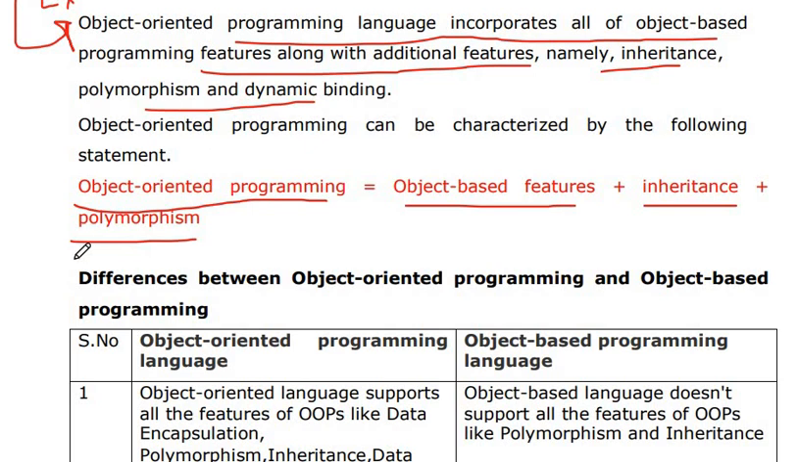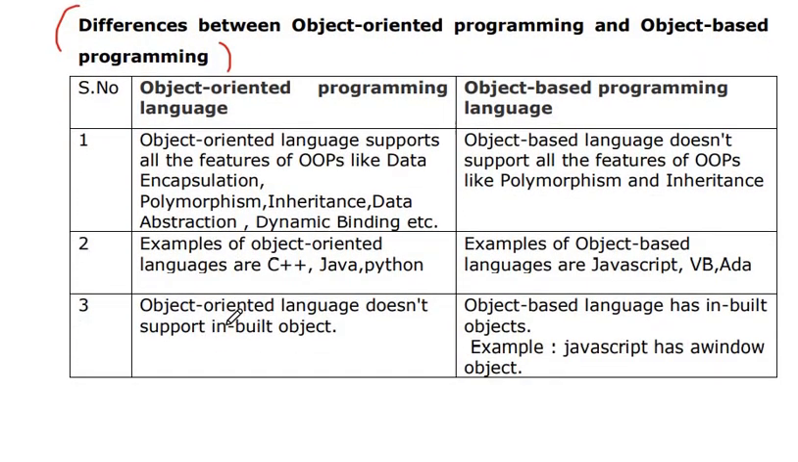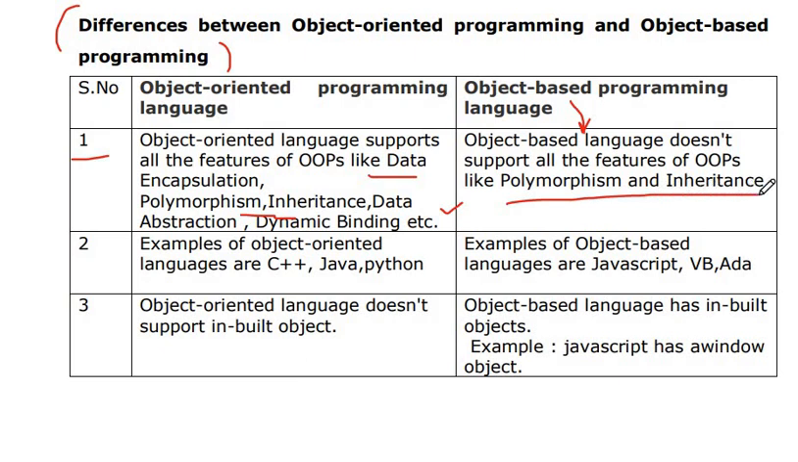Now let us see the differences between object-oriented programming and object-based programming. Now the first one, under the object-oriented programming language: an object-oriented language supports all the features of OOPs like data encapsulation, polymorphism, inheritance, data abstraction, dynamic binding, etc. And let us see the first statement under the object-based programming language. An object-based language does not support all the features of OOPs like polymorphism and inheritance.